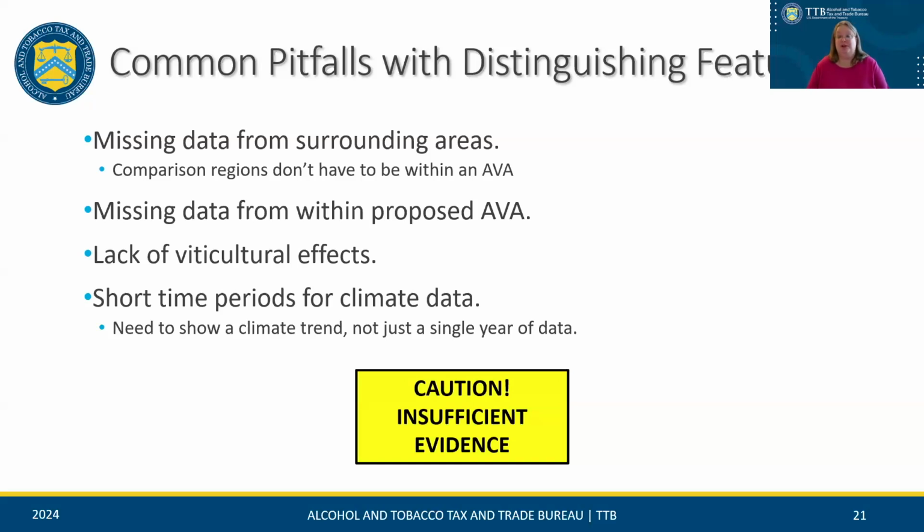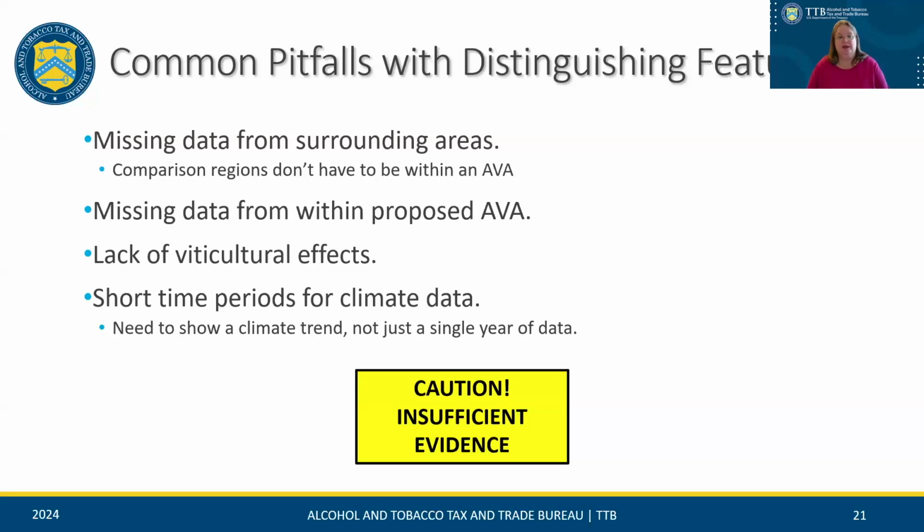Believe it or not, some people also forget to include data from within their proposed AVA. They may talk about how the climate is different all around them, but forget to provide actual evidence that was taken from within their proposed AVA. A lot of times people will have very good descriptions of how their features are different from the surrounding regions, but they forget to talk about how each of those features can affect viticulture. That is a requirement of our regulations, so please make sure to include it when you're talking about your distinguishing features.